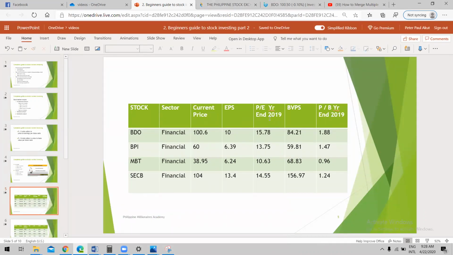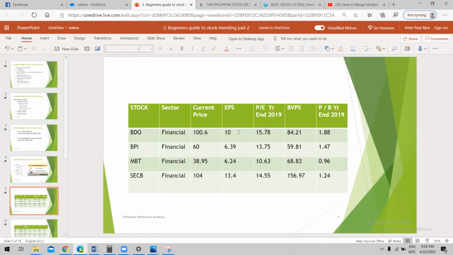So at the end of 2019, the PE value for BDO is 15.78. For BPI, it's 13.75 and so on and so forth. For PB value naman, 1.88 for BDO and so on. So you might be confused, ano? Kasi ang formula natin ng PE is price divided by the EPS. But if you divide the price by EPS, it will not get the correct answer.